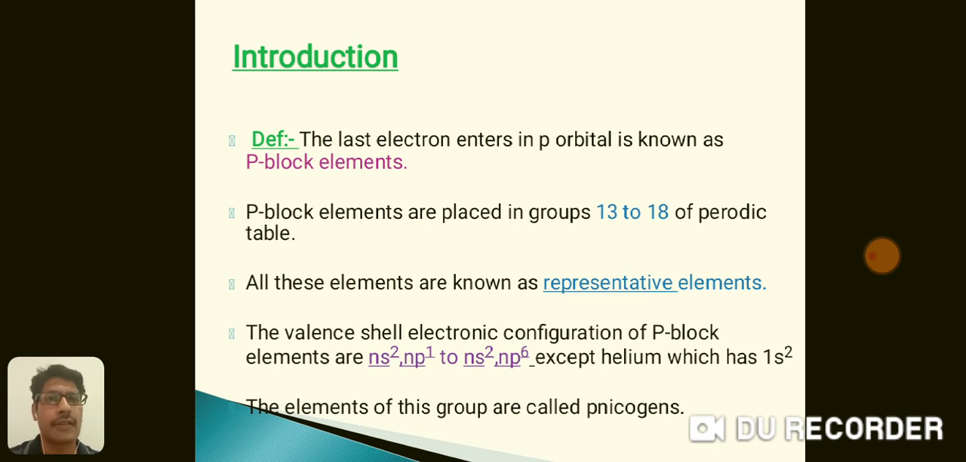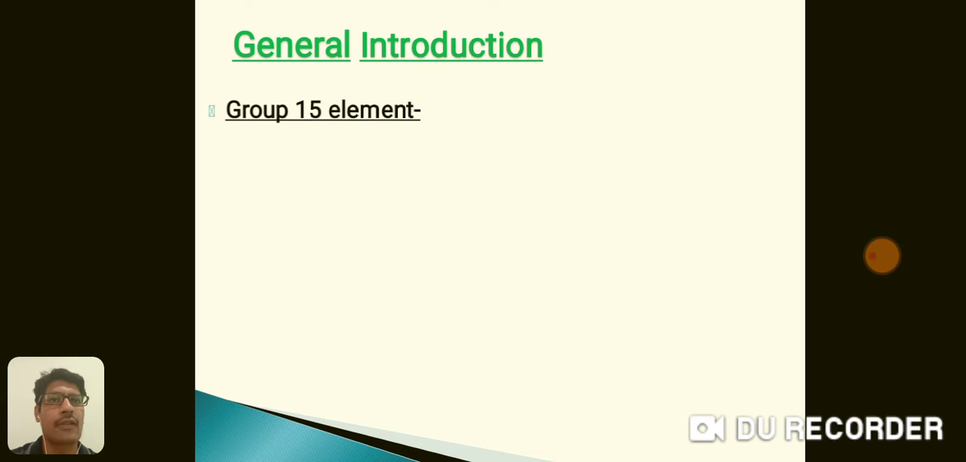All these elements are known as representative elements. The valence shell electronic configuration of p block elements is ns2np1 to ns2np6, except helium, which has 1s2 electronic configuration. The elements of this group are called pnicogens. Now, general introduction of group 15 elements.